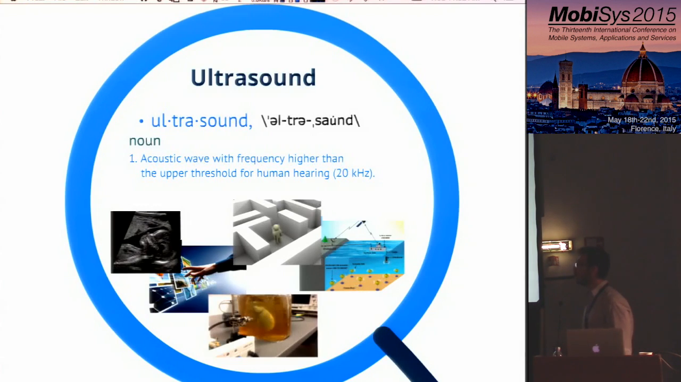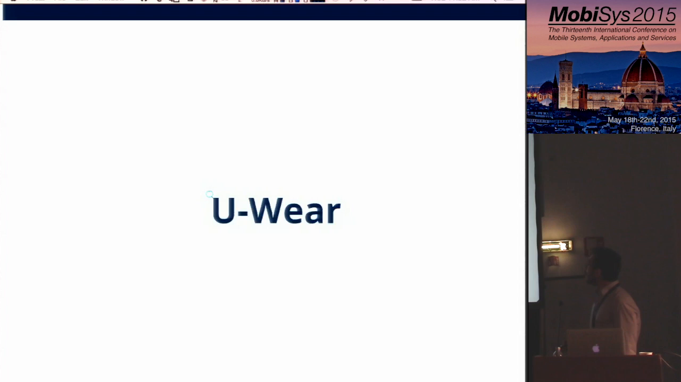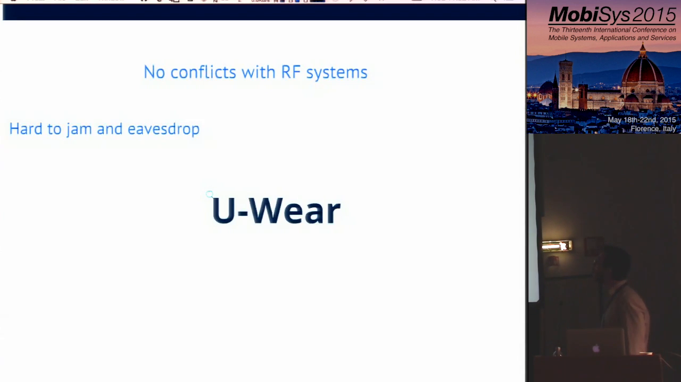In the last few years, we've been proving the feasibility of ultrasonic communications for implantable devices. UWare comes with a couple of advantages over RF. First of all, we don't have conflicts with RF systems. We are using a different physics, so there is no RF. Secondly, it's hard to jam and eavesdrop. Ultrasonic waves do not go very far in air, and moreover, they do not penetrate solid materials. So jamming and eavesdropping requires some sort of closeness between the attacker and the victim.